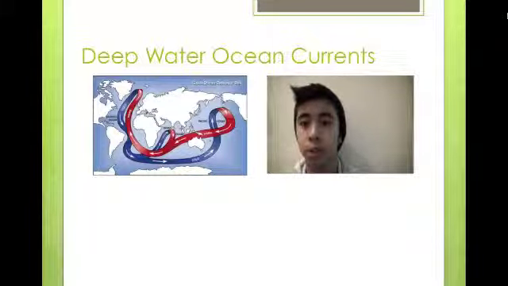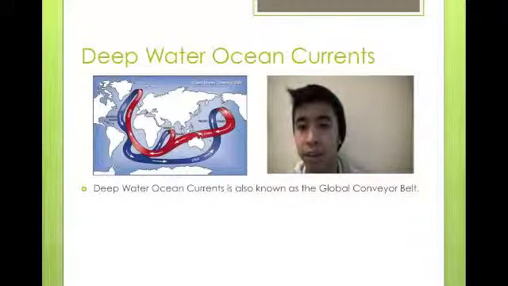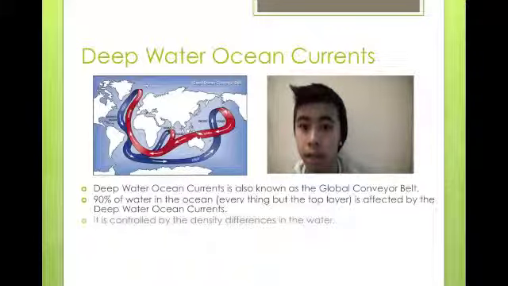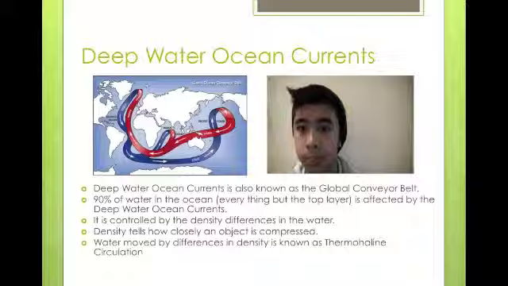Deep water ocean currents. Deep water ocean currents is also known as the global conveyor belt. 90% of water in the ocean is affected by the deep water ocean currents. It is controlled by the density differences in the water. Density tells how closely an object is compressed.